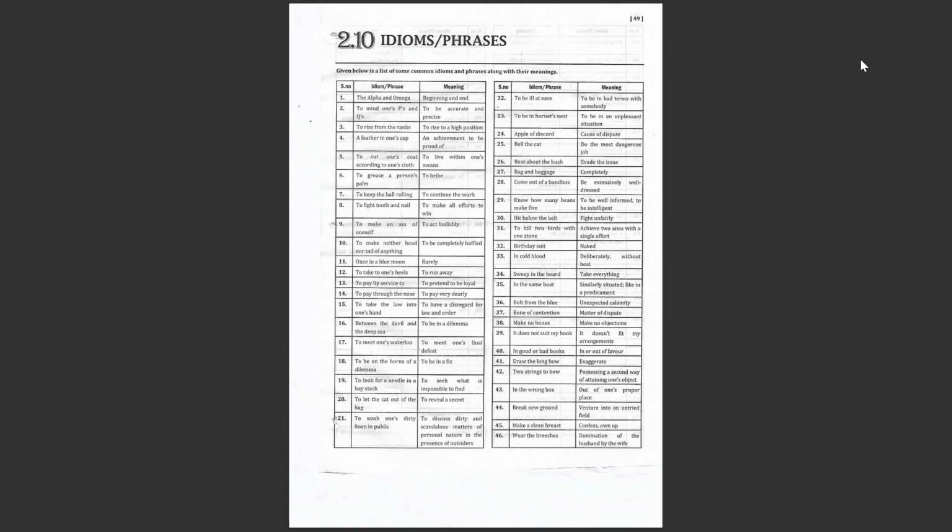The next word is hit below the belt. Hit below the belt means fight unfairly. Fight unfairly. Hit below the belt. अब इसका भी मतलब समझिए.